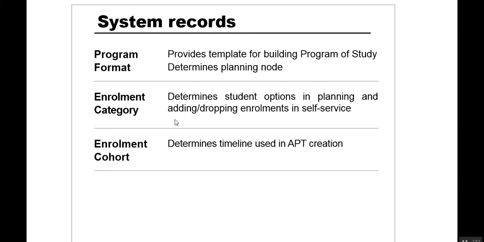And again, the enrolment category, which I've already mentioned, determines student options in planning and adding and dropping enrolments in self-service. So compulsory, they can't add or drop, but restricted and alternative, they will be able to.